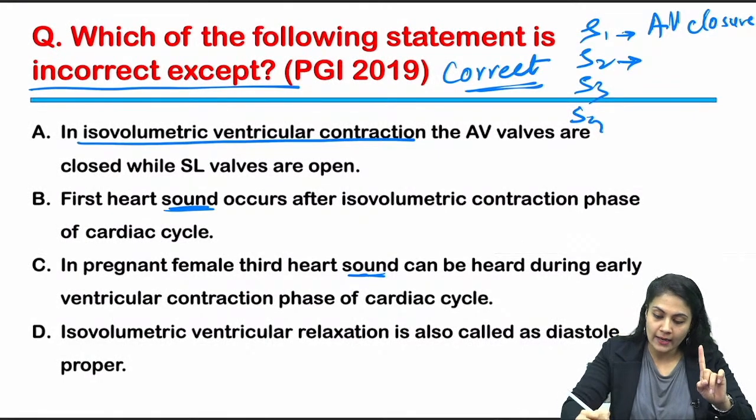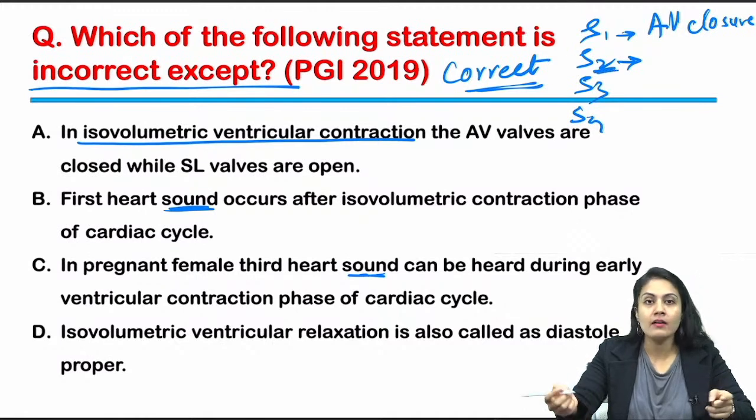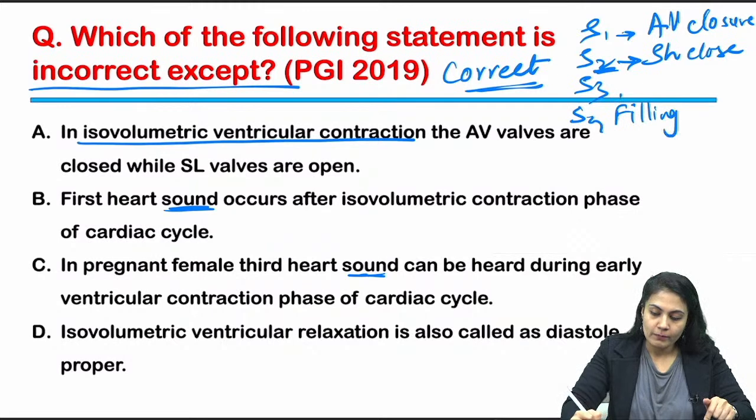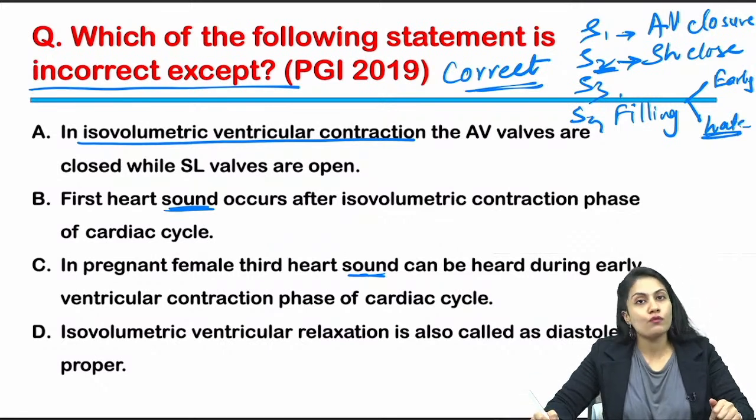First alphabet is A. Second, S for second, S for semilunar valves. When they close, they make this S2 sound. S3 and S4 both come during filling. If it is early filling, we are going to get S3 sound. If it is late filling, we are going to get the S4 sound.